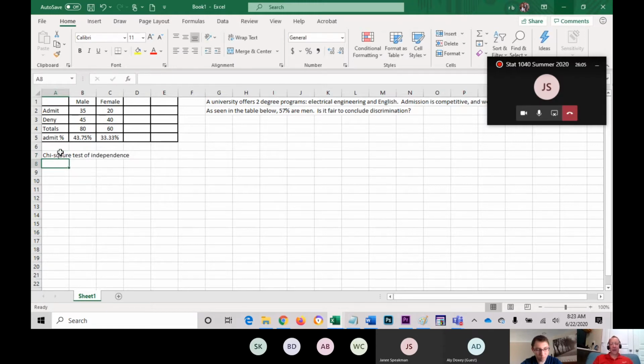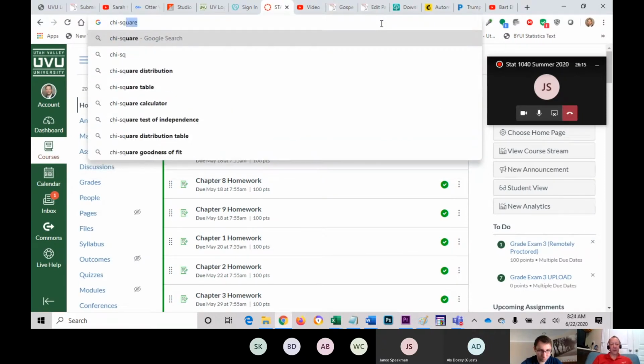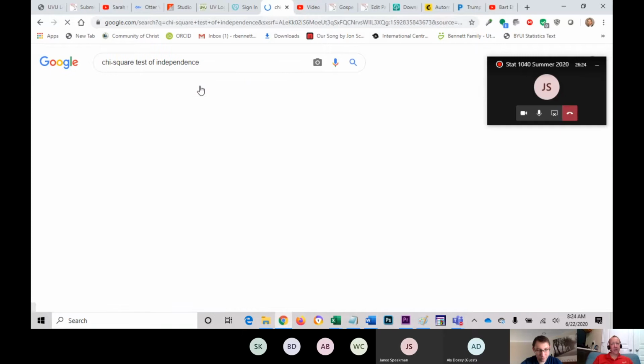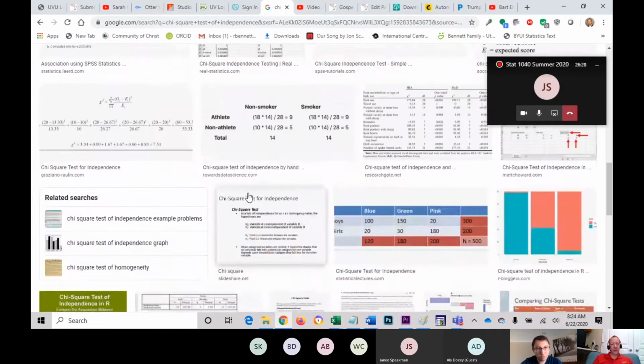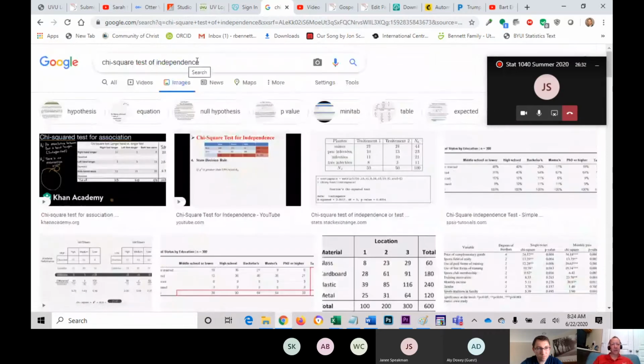Now, the Greek letter chi, I probably should show you here. Chi-square independence. Hopefully Google will tell me. Oh, it didn't do that. I thought it would do it right off the bat. The Greek letter chi, oh, come on. It looks like a script X.